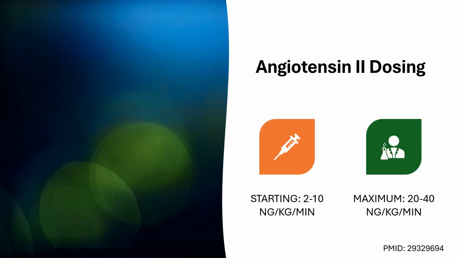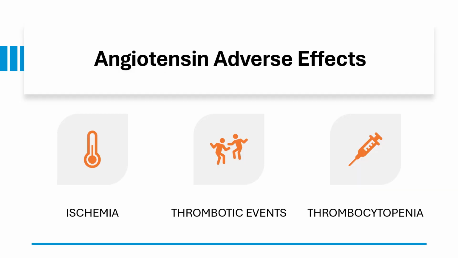On this slide, you see the recommended starting dose and the maximum dose of angiotensin II. Adverse reactions to angiotensin II include ischemic events such as mesenteric ischemia, coronary ischemia, thrombotic events, and thrombocytopenia. Of note, angiotensin II is typically used in patients who are extremely ill and are at much higher risk for those adverse reactions even in the absence of angiotensin II.